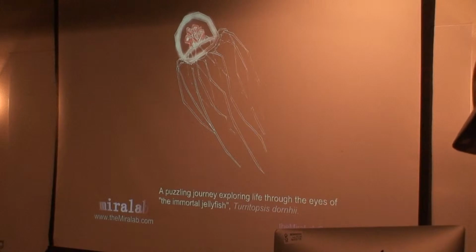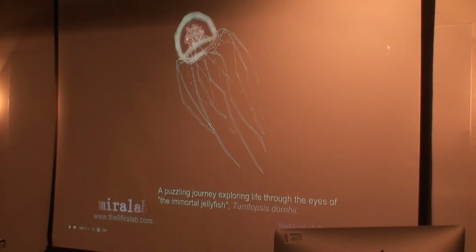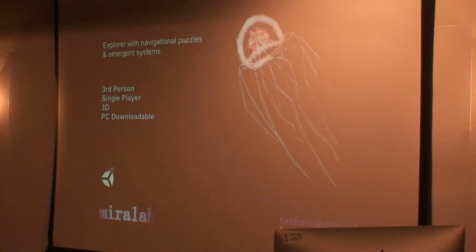She was sad that she couldn't make it, but appropriately to that theme, this guy is called Turritopsis dohrnii, the immortal jellyfish. And our game is Miralab. In Miralab, you play as Turritopsis dohrnii, and the goal is to ask the question, what does it mean to be immortal? What does it mean to live through multiple life cycles?